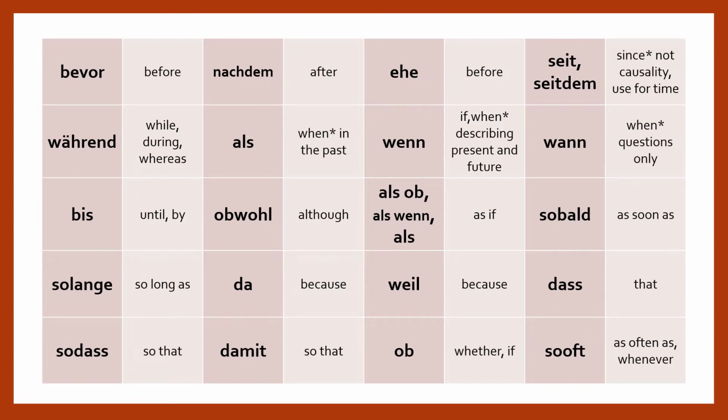So let's go across these rows here. We have bevor, nachdem, ehe, seit und seitdem, während, als, wenn, wann, bis, obwohl, als ob, als wenn und als, sobald, solange, da, weil, dass, so dass, damit, ob, und so oft. And all those have their translations there. If you want to pause and practice some of that pronunciation, that would be a really good idea.